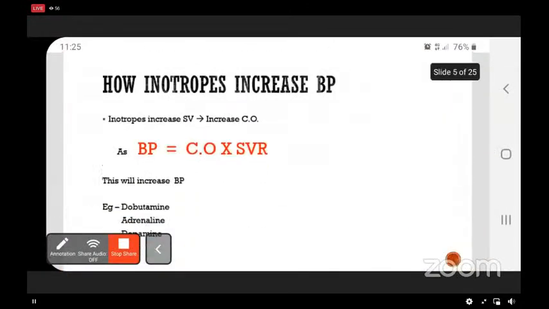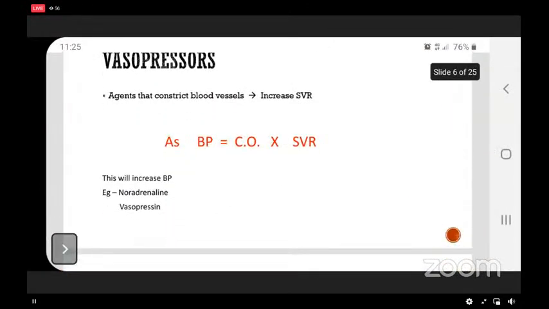Okay, so we are talking about vasopressors now. The examples are drugs like noradrenaline and vasopressin.